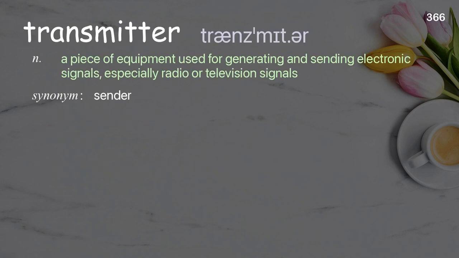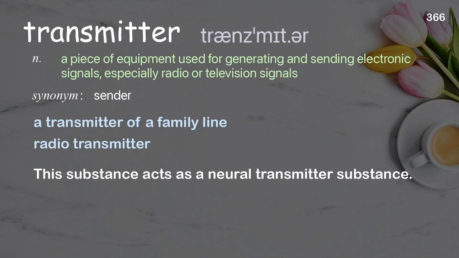Transmitter: a piece of equipment used for generating and sending electronic signals, especially radio or television signals. Examples: a transmitter of a family line. Radio transmitter. This substance acts as a neural transmitter substance.